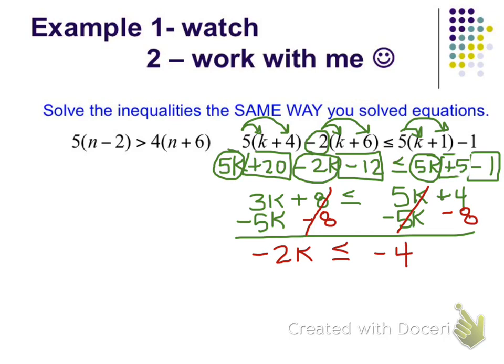So my second step to solve this, or undo the operation, would be to divide by a -2 on both sides, and remember that's going to flip the symbol.